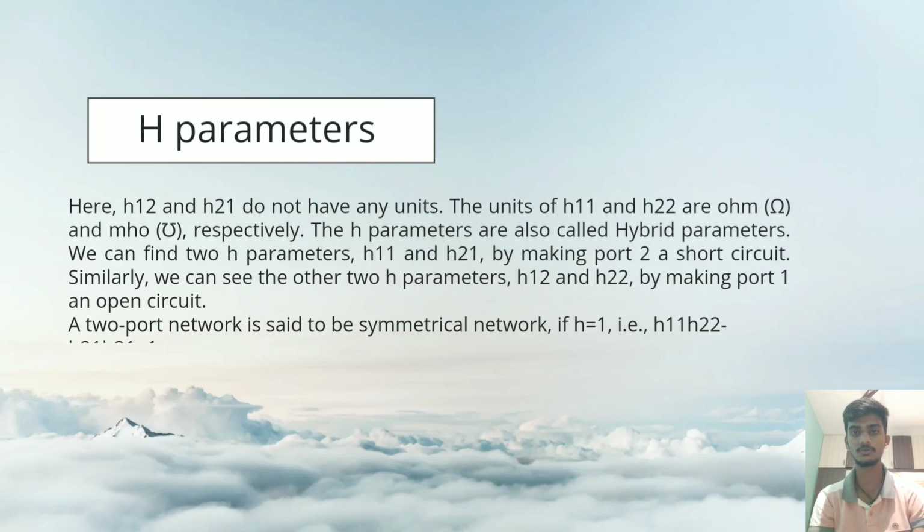We find the two H parameters, H11 and H21, by making port 2 short circuit. Similarly, we can find the other parameters, H12 and H22, by making port 1 open circuit. A two-port network is said to be symmetrical if H11 is equal to H22. A two-port network is said to be reciprocal if H12 is equal to minus H21.